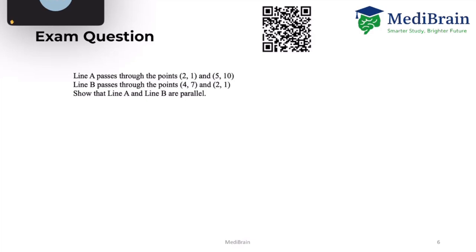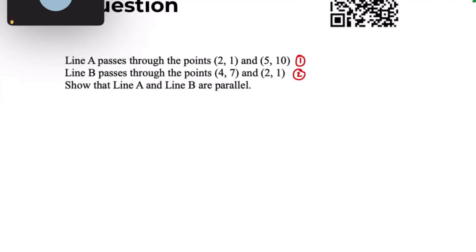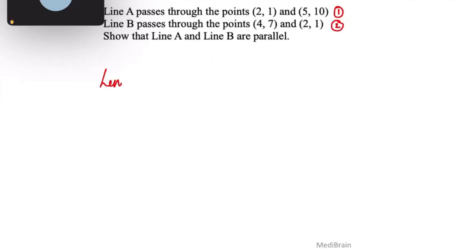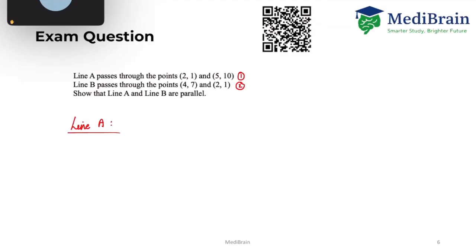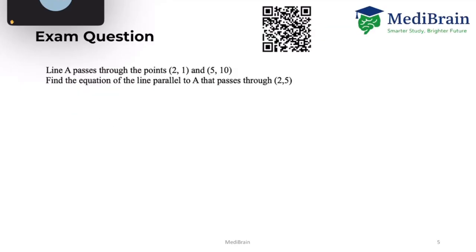So over here, all you're going to do is deal with line A first, and then deal with line B second. Okay, so if we deal with line A first, the previous answer to this question, I believe, was y equals 3x minus 1.